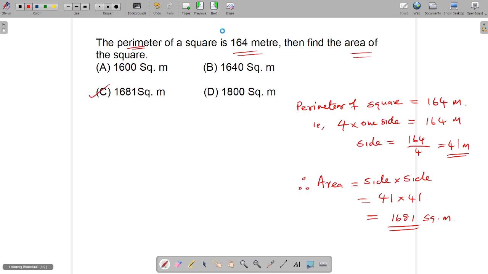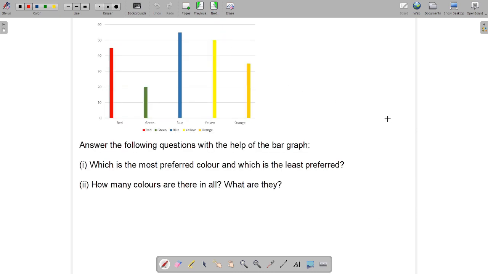And this is the graphical question. There is a bar graph given. You study the graph and answer the following questions. Which is the most preferred color and which is the least preferred? The most preferred color is the largest bar, and that is blue. So blue is the most preferred color.